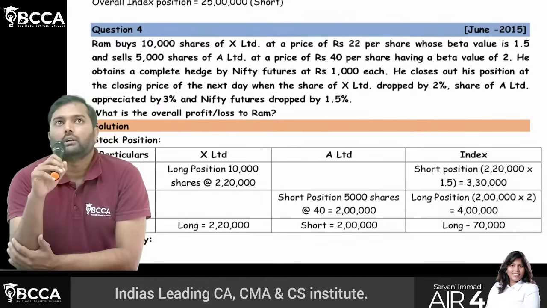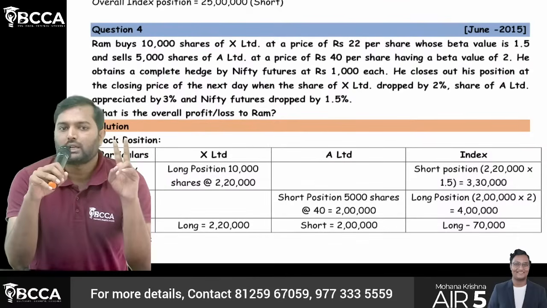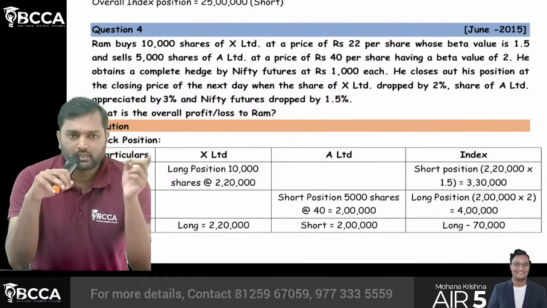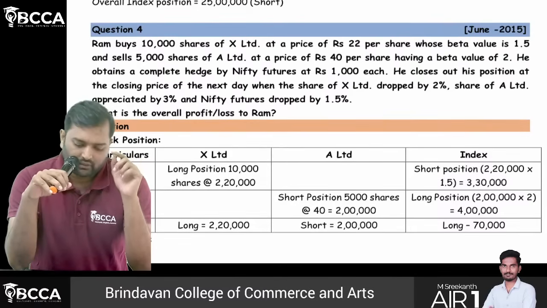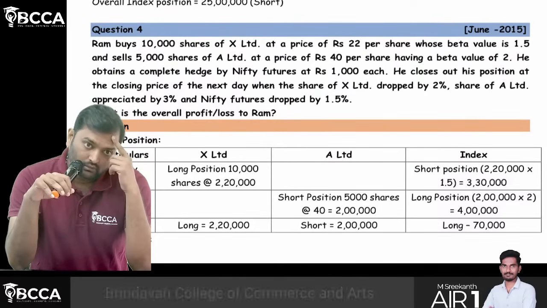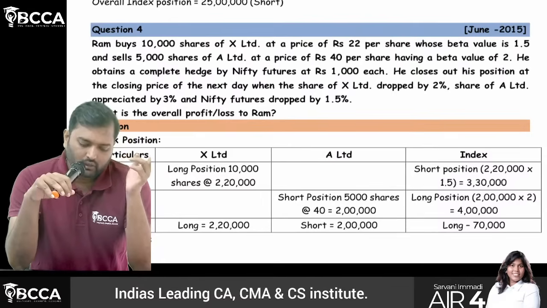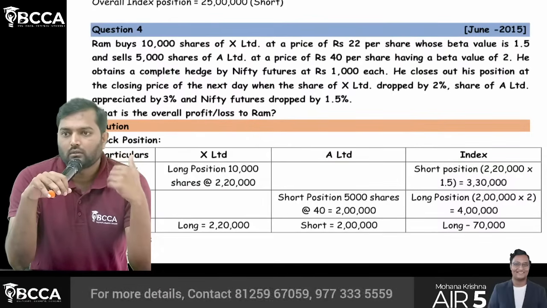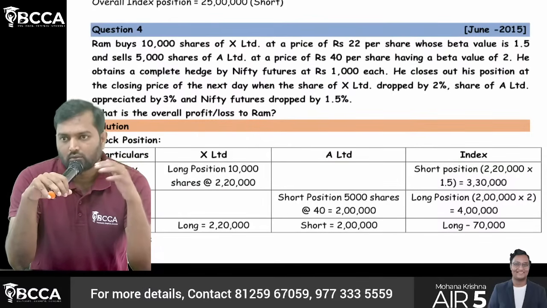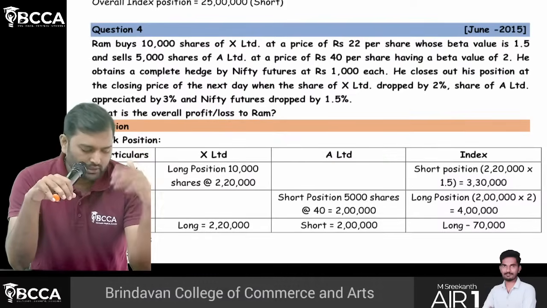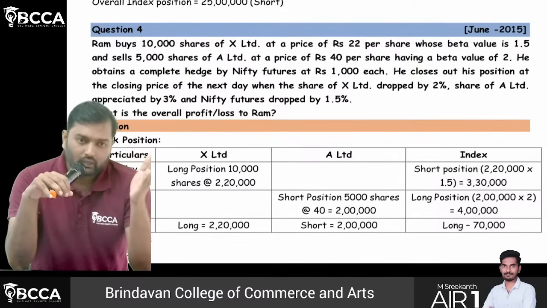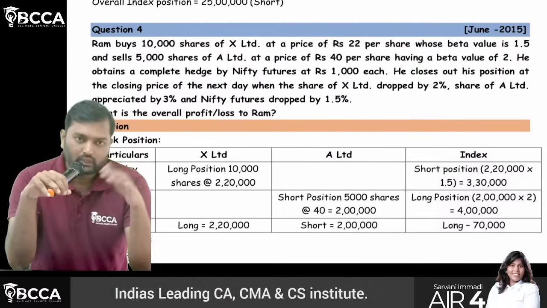So first of all, in the cash market, there are 2 transactions. Bought X Limited shares, 2,20,000. A Limited shares, 5,000 into 40, 2 lakhs sold. One is long and the other is short. Long 2,20,000, short 2 lakhs.